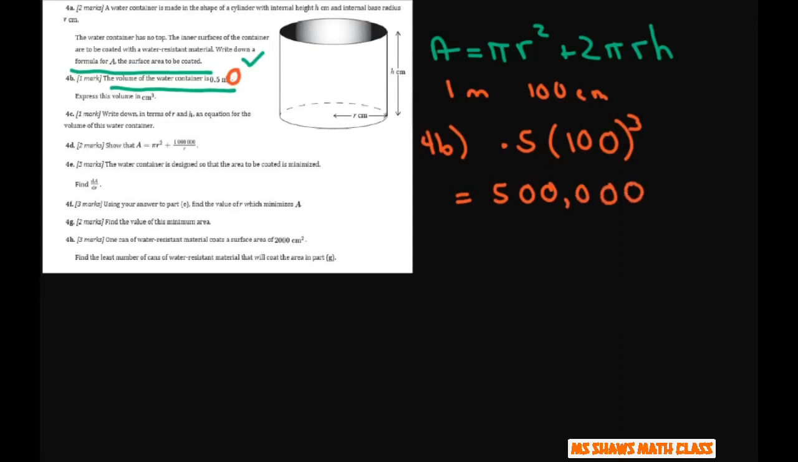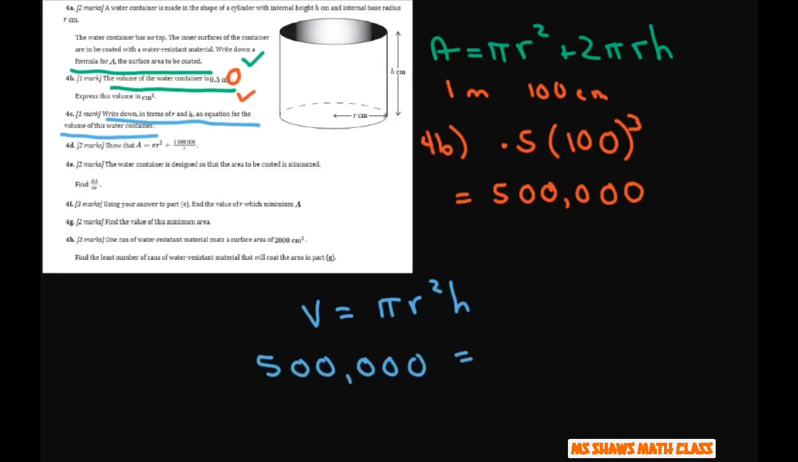All right. Then next it says, write down in terms of r and h an equation for the volume of this water container. So that's going to be volume equals pi r squared h. So we're going to write 500,000 equals pi r squared h.